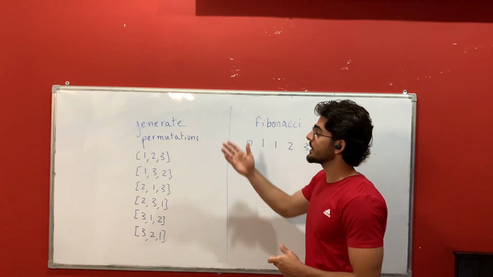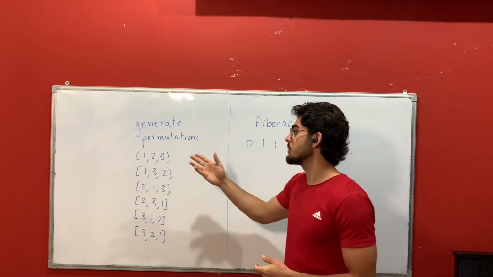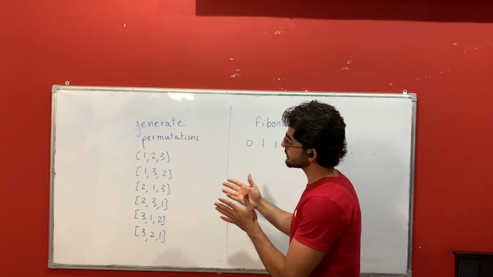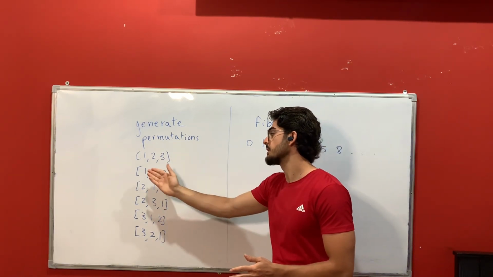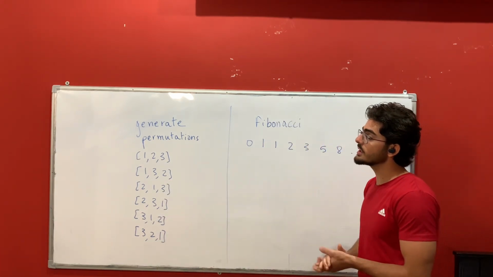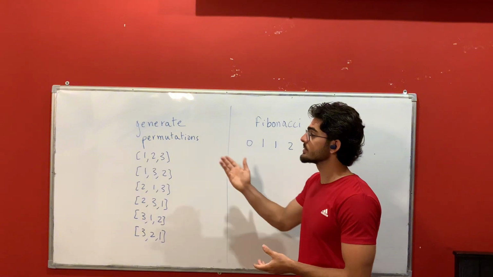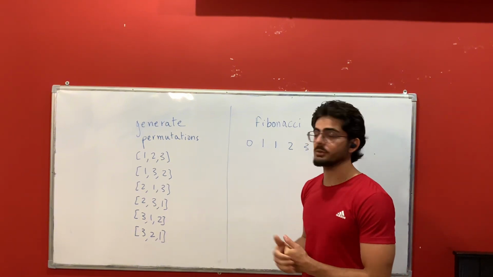Imagine you want to generate a permutation of a specific sequence of numbers. Let's say 1, 2, 3. You want to get all the possible orderings of these numbers. For example, 1, 2, 3, 1, 3, 2, 2, 1, 3, etc. You can solve this problem using recursive backtracking. We shall discover the solution at the end of the video.